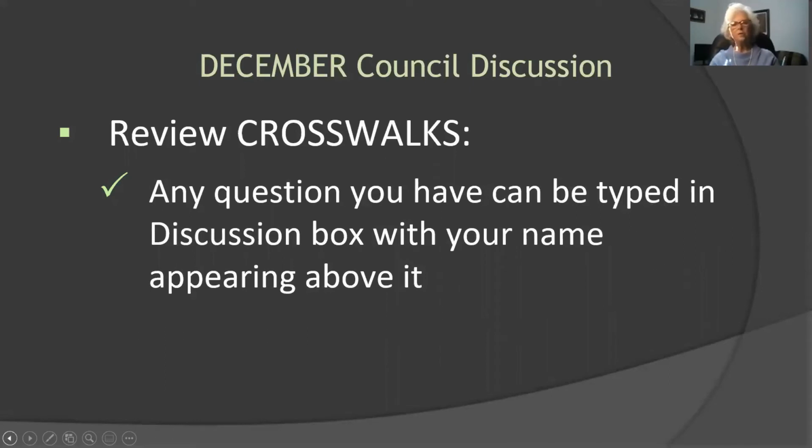So again, when you're reviewing those crosswalks, any question at all that you have, and it doesn't matter what the question is. If it's a question of clarification, that's perfectly fine. You can put a question in just by typing in the discussion box, and your name is appearing above it. So your identification is automatically there. And like we've said, this one is a little bit trickier, especially if you're not familiar with these, but it is so important because we really need to make sure that we're staying on the path, even with this less than normal year. And so if you need a clarification, perfectly fine.